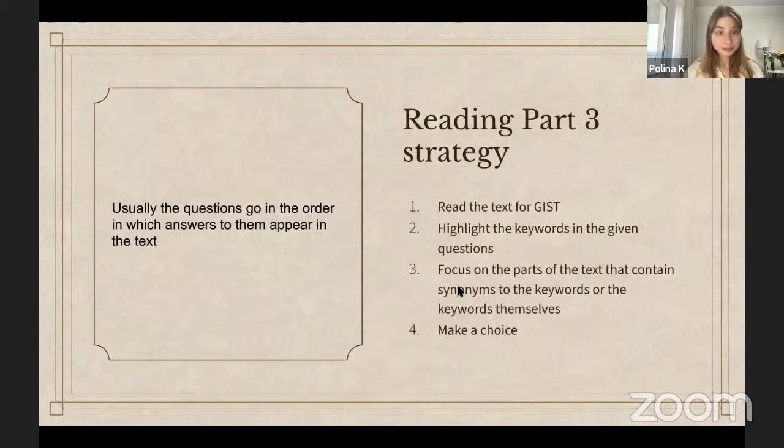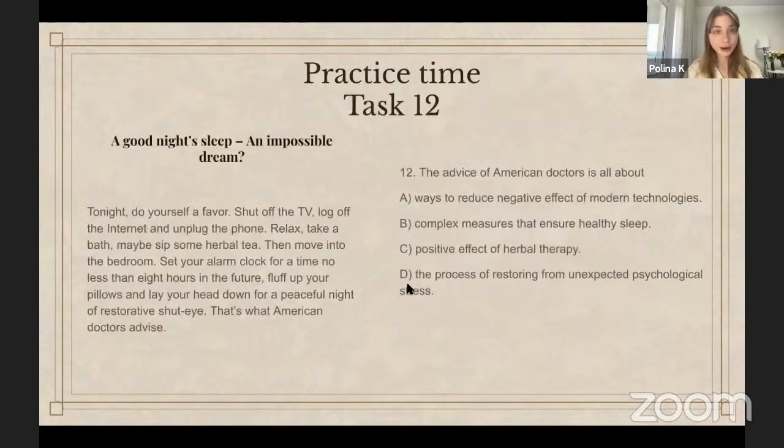So let's move on to the practical part. This is our question here. Let's identify keywords in the question. Yeah, we've got the gist: a good night's sleep, an impossible dream. The text is about sleeping, and its importance most likely. But let's focus on the question. What keywords do we see here?